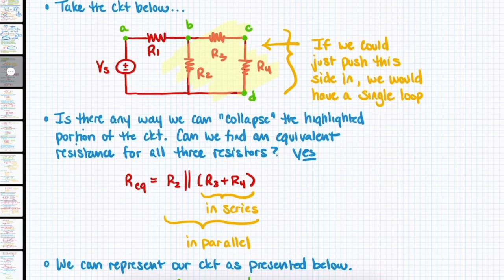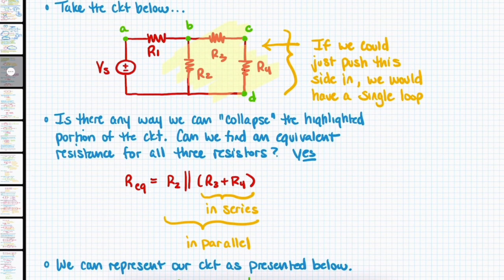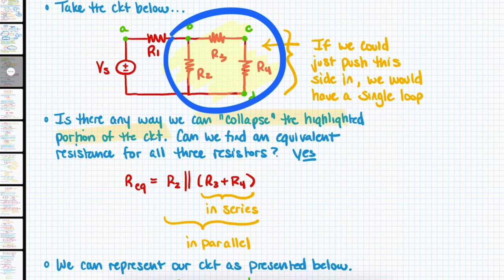So, is there any way to collapse the highlighted portion of the circuit above? Yes, there is. And I kind of already showed it. If I redraw this section of the circuit like this, perhaps it'll seem a little more evident to some of you.